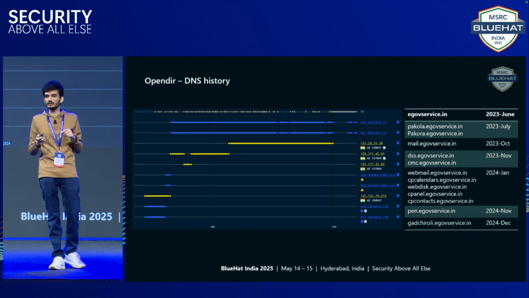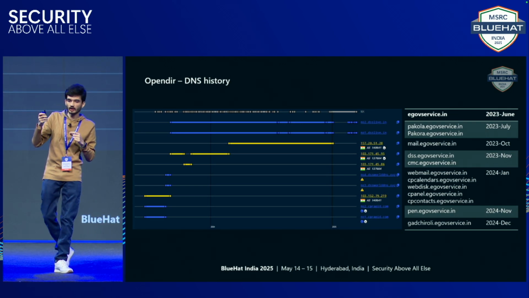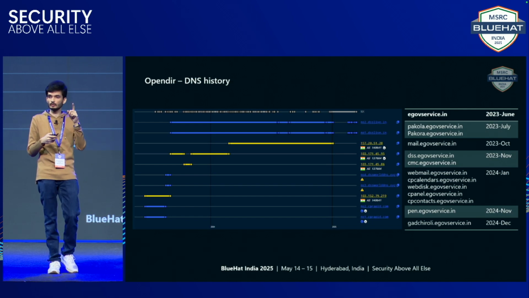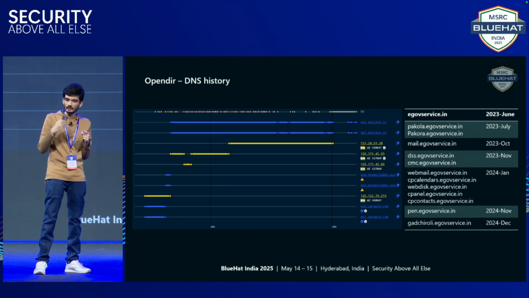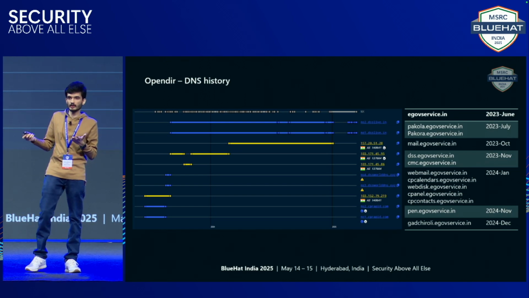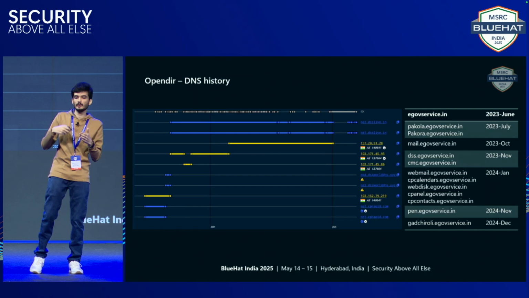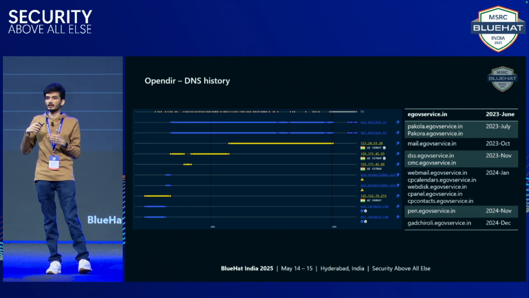So this is the complete DNS history that we have observed, where it first created this specific domain in June 2023, and slowly till the end of December 2024, it created almost 13 subdomains. And in this DNS history, we can see that the ASN is being rotated, specific to India-related geolocation.